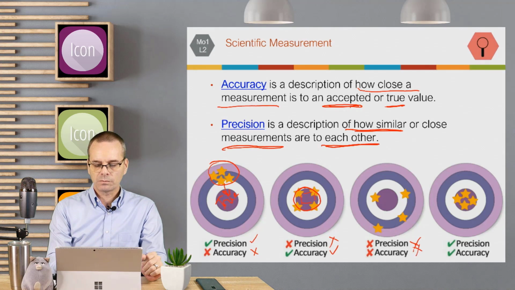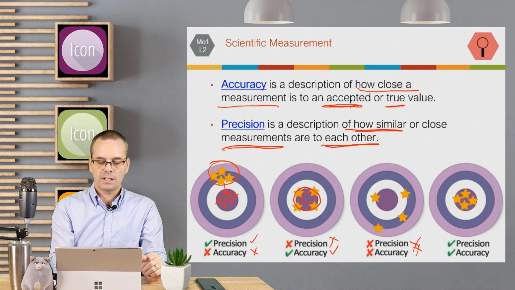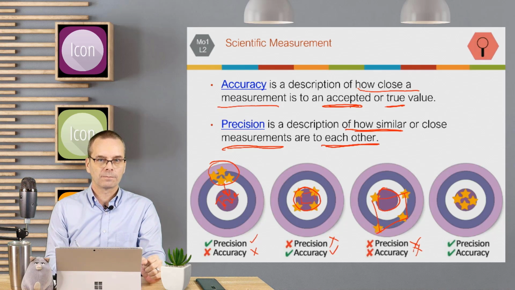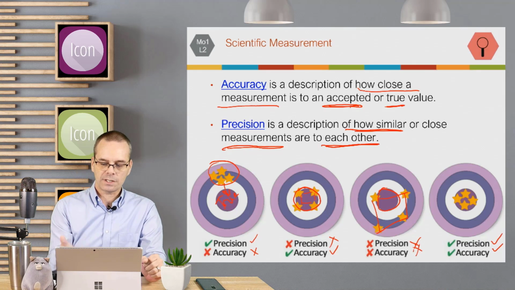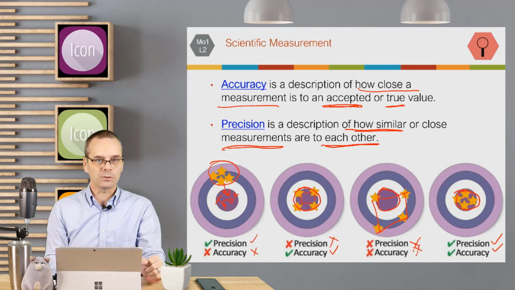In the next example, you don't have good precision and you don't have good accuracy. In other words, it's not within the true area and it's not close to each other or similar. So that's really bad. And the final example, you've got good precision and good accuracy. Not only are they all close to each other, but they're all true.